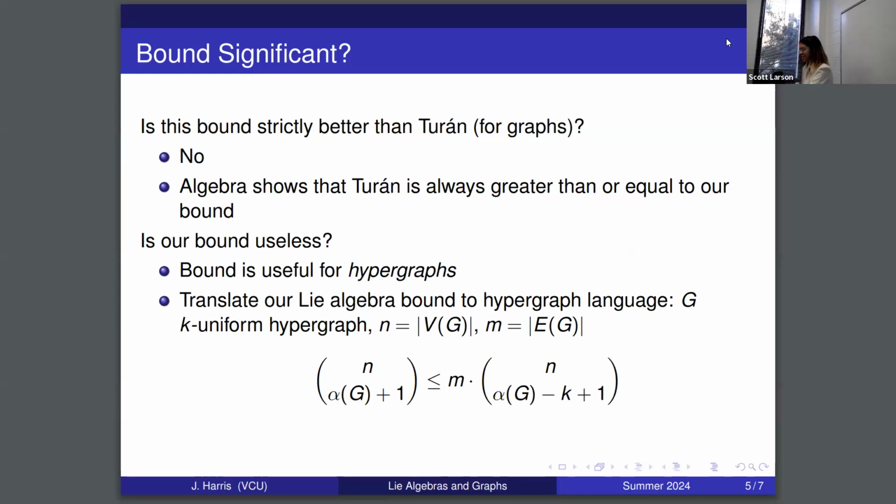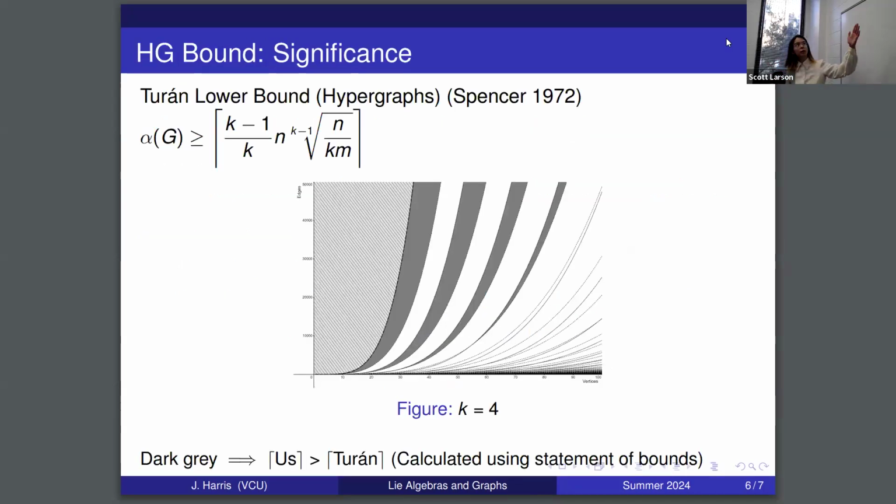So this is where we took a detour into hypergraph land, where we can now translate our Lie algebra bound into hypergraph language, number of vertices, number of edges like we had. And we can start trying to compare this to the hypergraph bounds that already exist. So the Turán lower bound for hypergraphs, which is different than the one for simple graphs. Since both bounds are determined only by the number of vertices and number of edges, that's why this graph is so nice and clean, because you can just calculate which combinations of edges and vertices were better. And these dark gray bands show you those combinations.